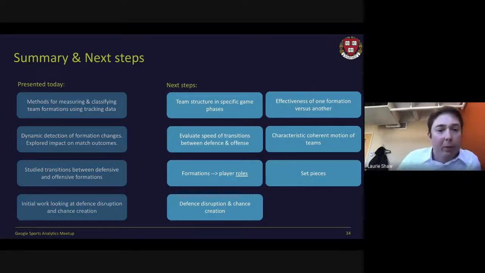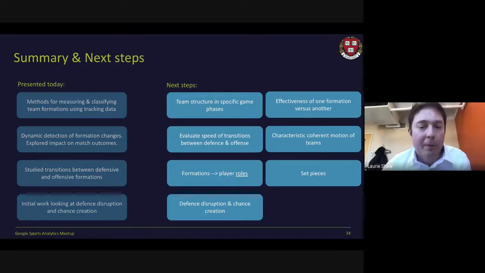There's a lot of things we're beginning to do with this. This is really the first step in a large number of projects. We're particularly interested in looking at more discrete phases of the game. So what is the team structure when a team is defending with a high press versus a low block?